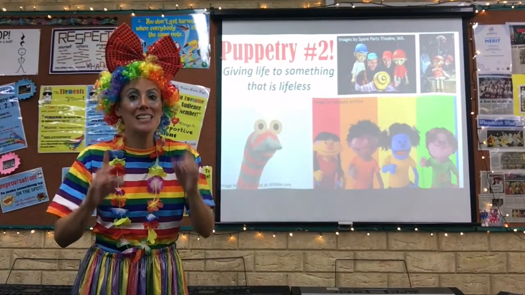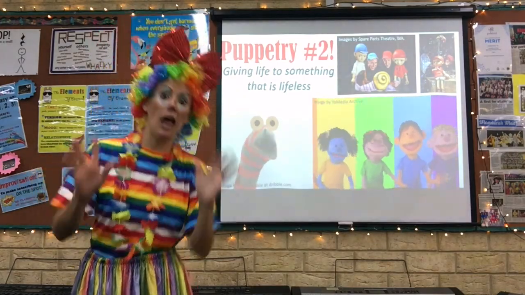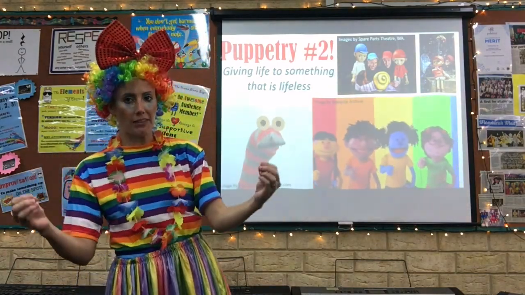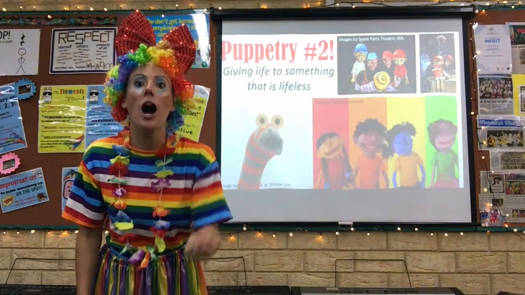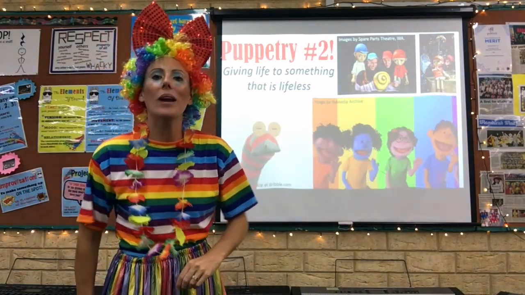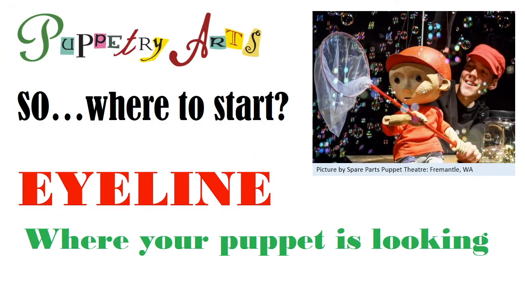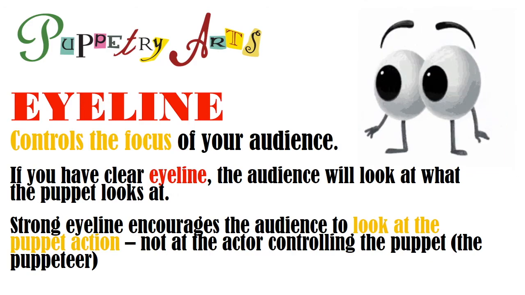In puppetry class number one, we talked about how puppetry is all about giving life to something that is lifeless. So taking an object and giving it a personality, making it seem alive. And we talked about the basics last lesson. We talked about eyeline, making sure the audience knows exactly where your puppet is looking. Really important. But today we're gonna go beyond that. We're gonna look at so much more.